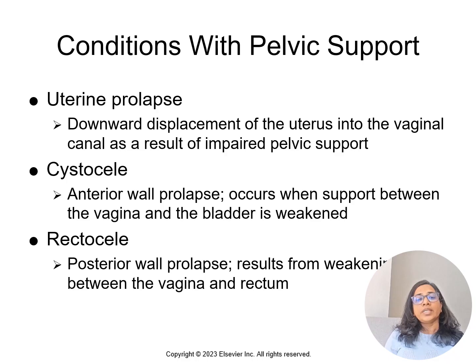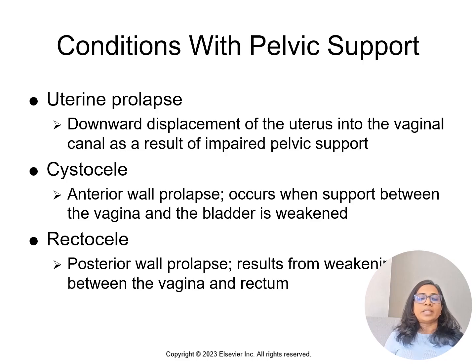A condition you also see in women with lacking pelvic support or lack of muscle tone is uterine prolapse. That means downward displacement of the uterus into the vaginal cavity. This is because of impaired pelvic support. This usually happens with multiparous women. They had multiple pregnancies or deliveries, so they might have a high risk of developing uterine prolapse.